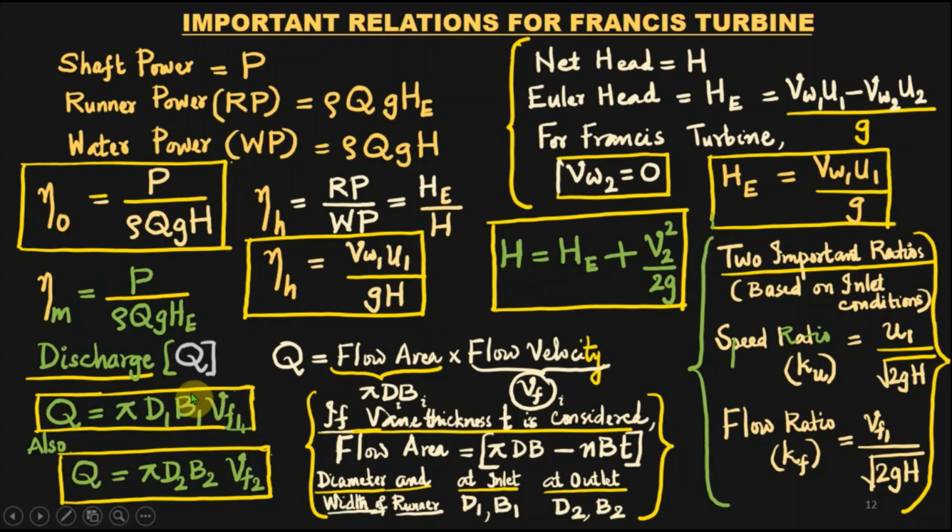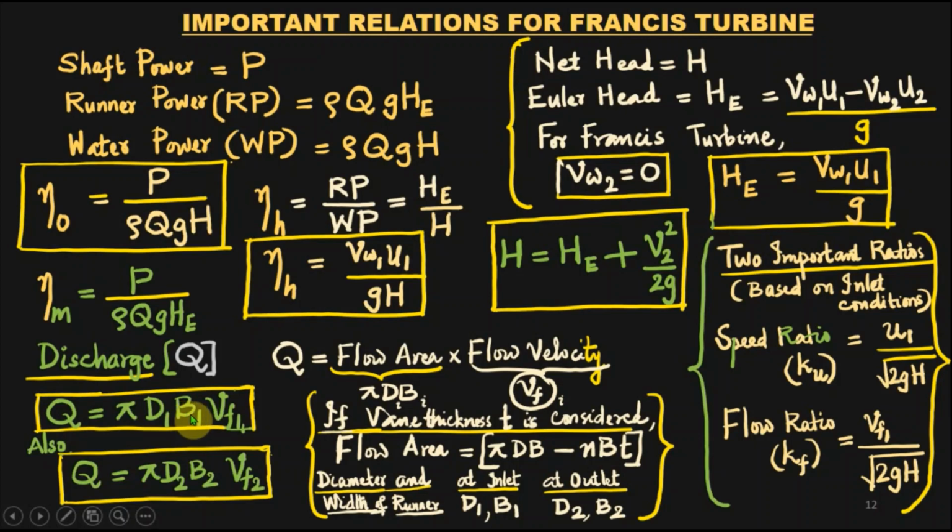Now the discharge or the flow rate handled by the Francis turbine. See, you have a cylindrical shaped runner where the flow is entering circumferentially and flows radially inward, and the flow area in that case will be the circumferential area of the runner. And for a cylindrical shaped runner, the circumferential area, that is the curved surface area of the cylinder, of course is pi into the diameter of the cylindrical part multiplied by the width of the cylindrical part.